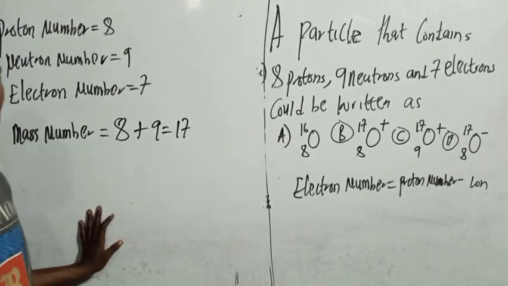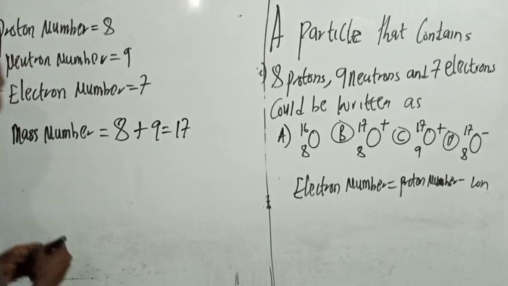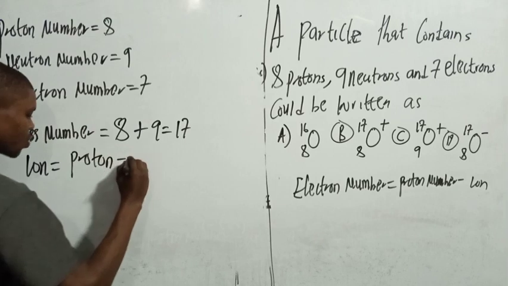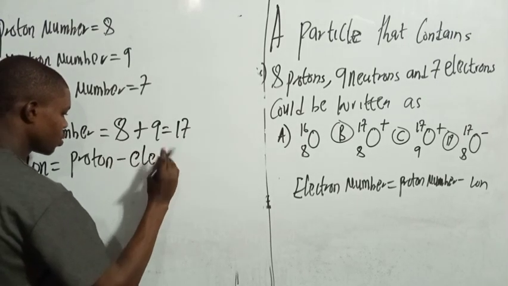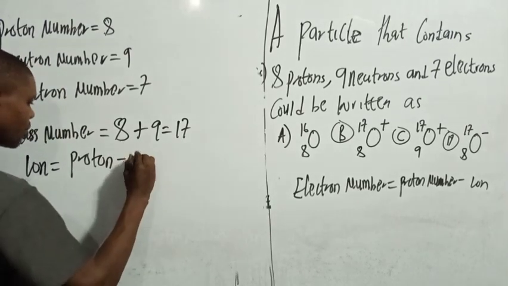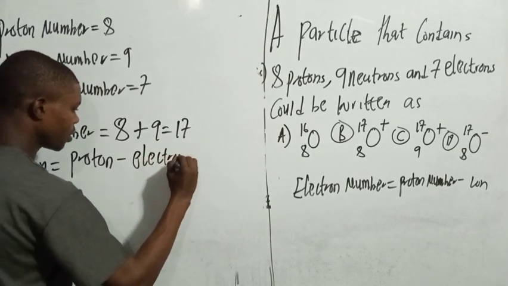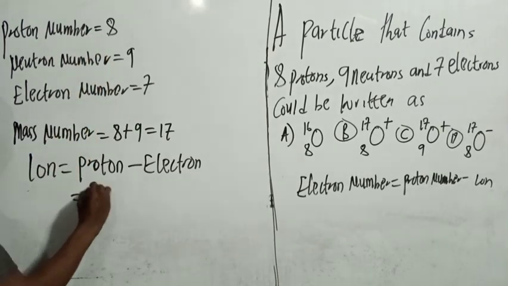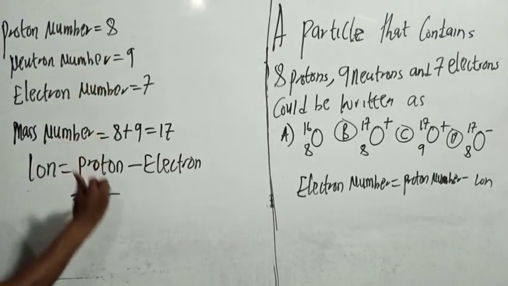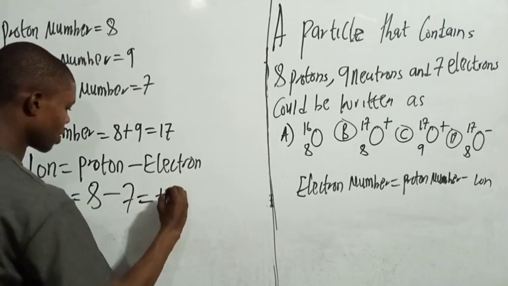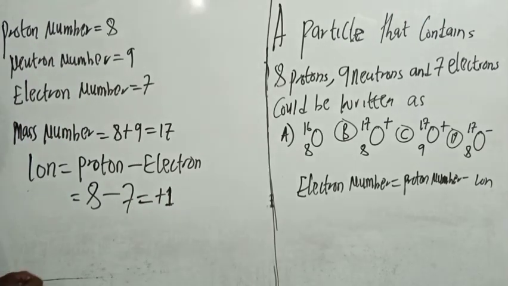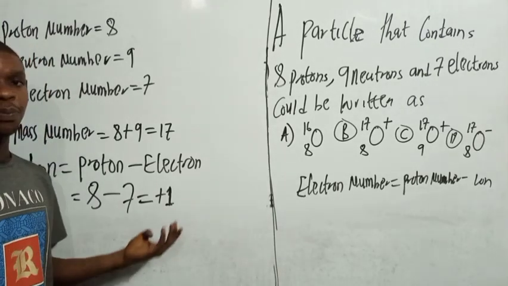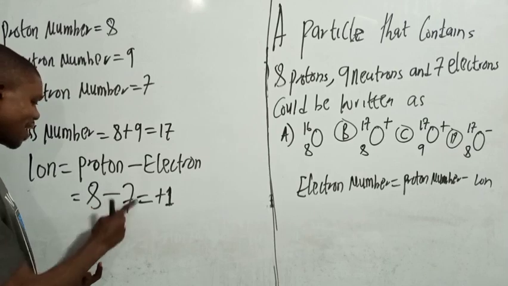Let's see the ion. Let's see if it's going to be positive or negative. Remember, the ion is equal to proton minus electron, right? Now what is my proton number here? It is 8, minus my electron number here, which is 7. It's going to be what? Plus 1. So remember, the ion can either be positive or negative. So if it's 1, it's going to be plus 1.